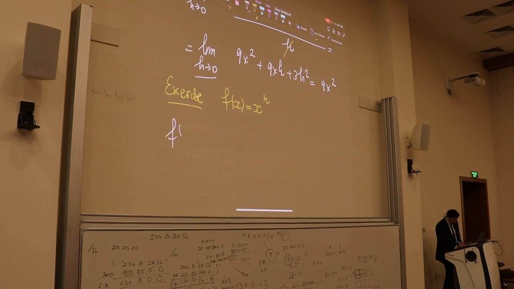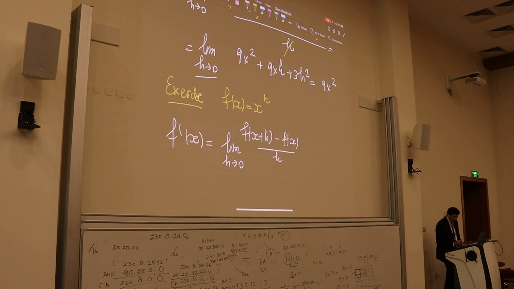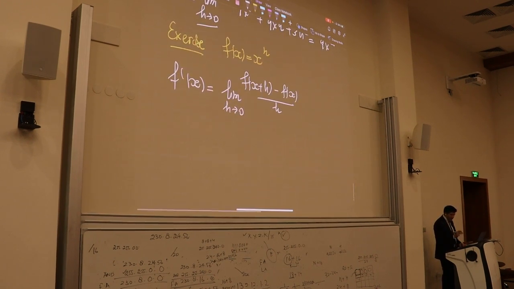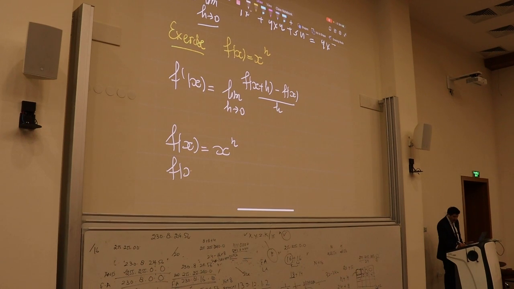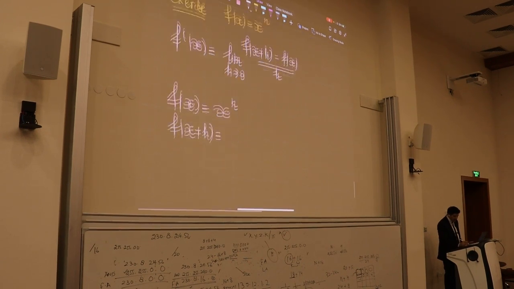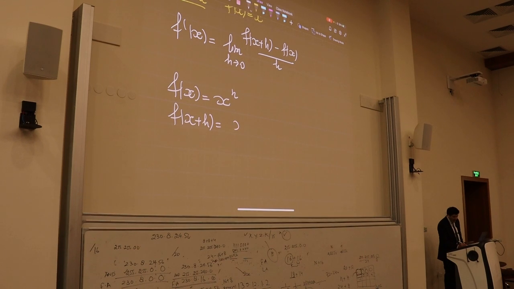So the derivative of this function is going to be again the limit of h goes to 0 of f of x plus h minus f of x divided by h. Okay? So first of all, I'm going to evaluate what is f of x. It is going to be simply x to the power of n. What is f of x plus h? x plus h to the power of n, right?